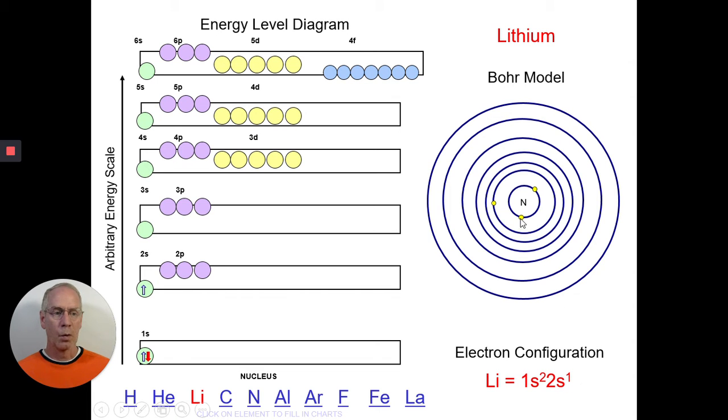How does this correspond to the Bohr model? Well, in the first ring, there's 2 electrons. In the second ring, there's 1 electron. So they're similar, aren't they? All right, let's go to carbon. Carbon's atomic number, if you were to look, is 6. So that means it has 6 protons and 6 electrons in an atom.